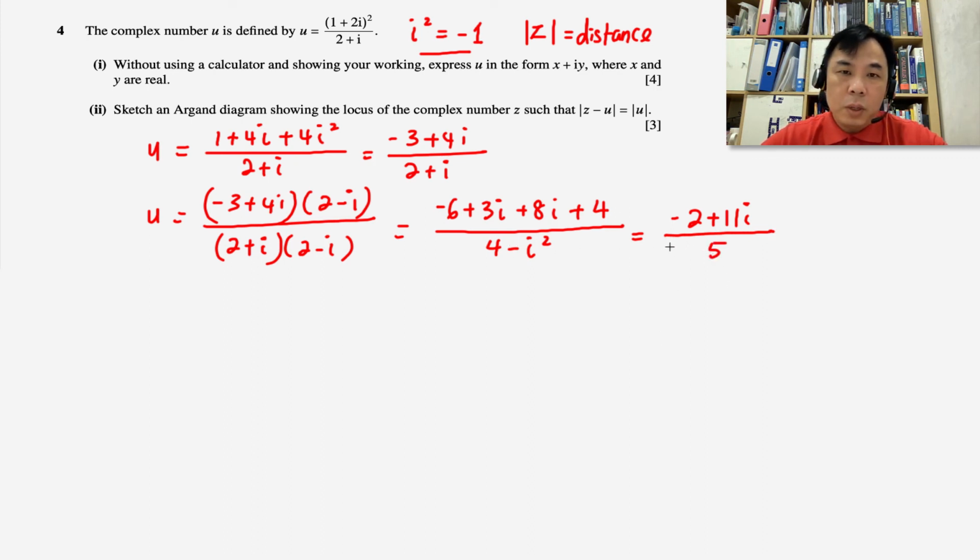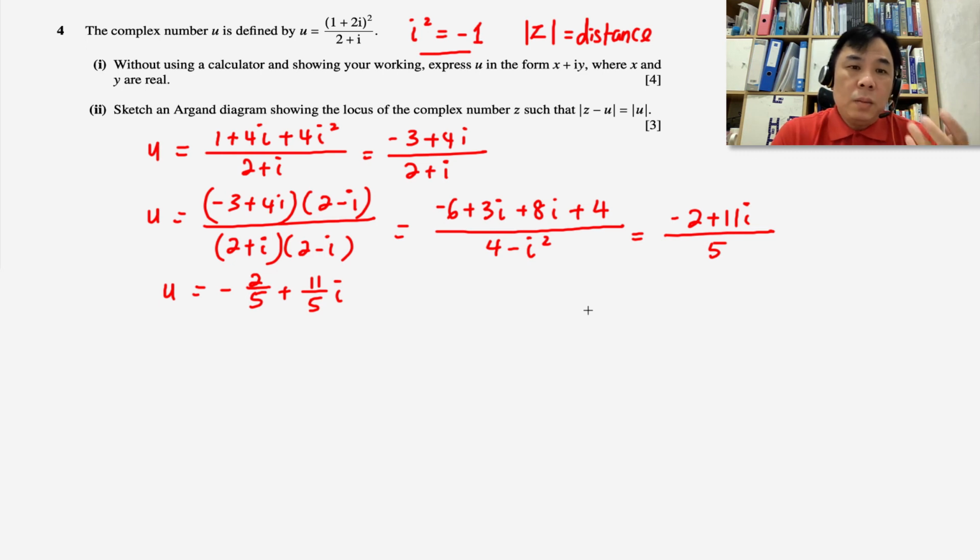And then therefore, we can conclude that the complex number u can be written as negative 2 over 5 plus 11 over 5i. Okay, now we have already shown that u can be written in the rectangular form x plus iy, as required by the question, where x and y are real numbers. All right, now I hope that is clear.